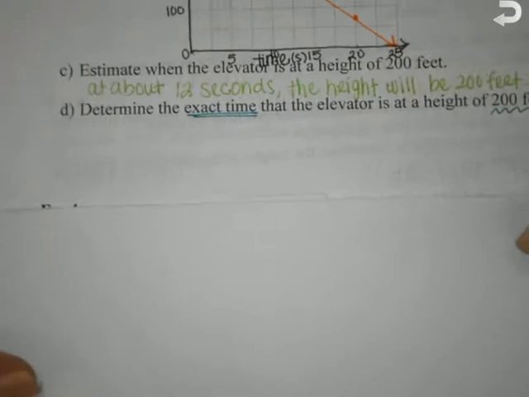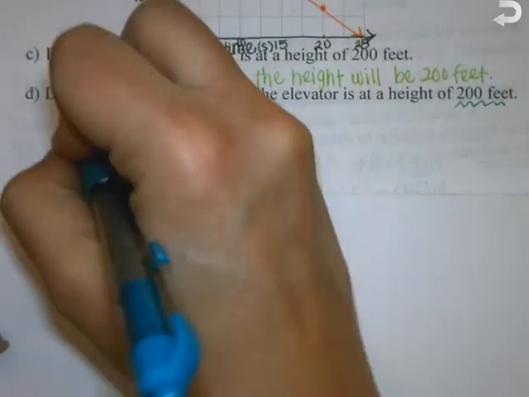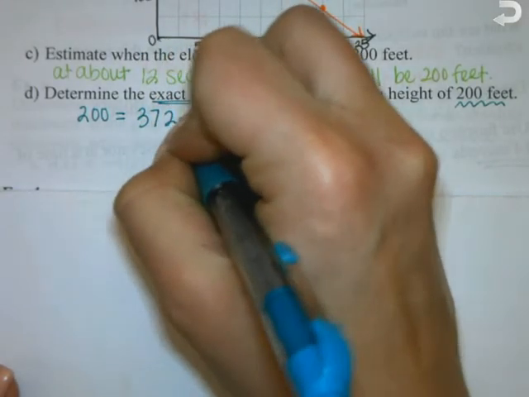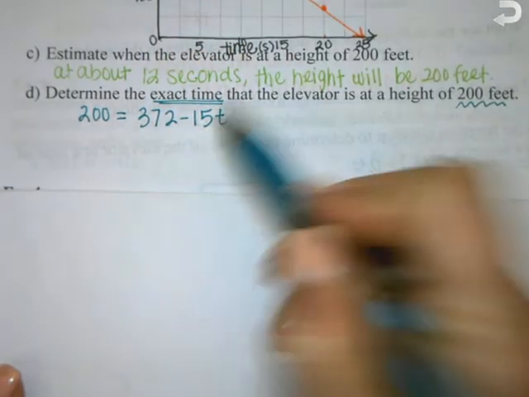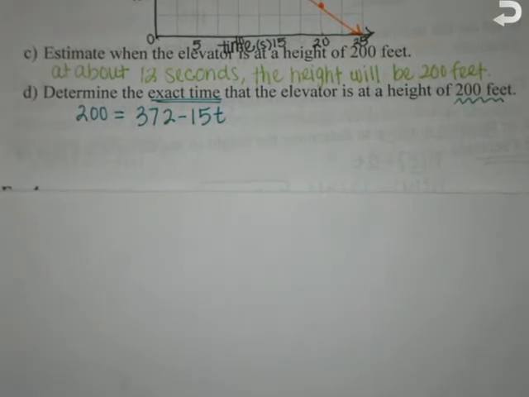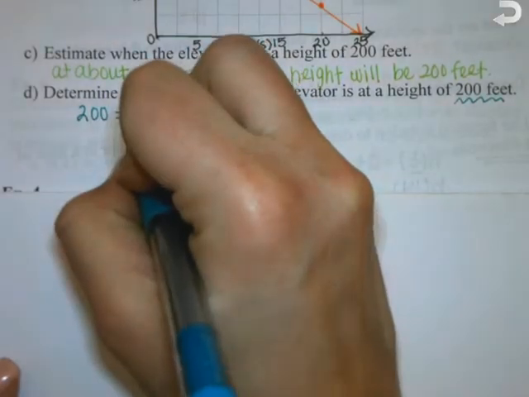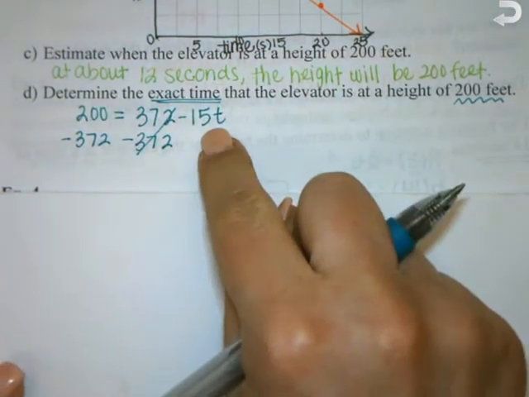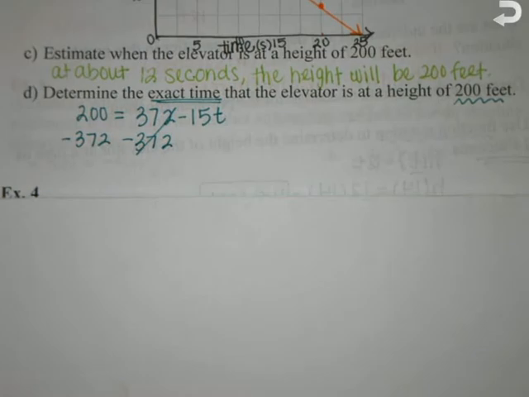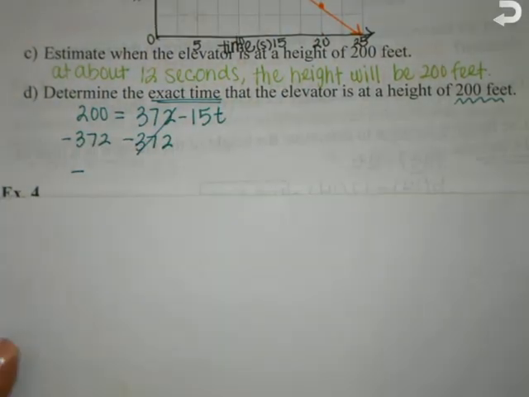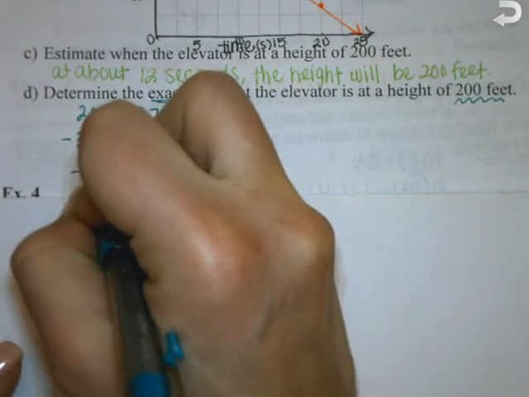So that's going to be 200 equals 372 minus 15t, and we're trying to solve for t. So what would you guys do to get t by itself? Anthony, what would you do? Subtract 372, right? Because we're trying to get t by itself. What's 200 minus 372? Negative 172? Yeah.